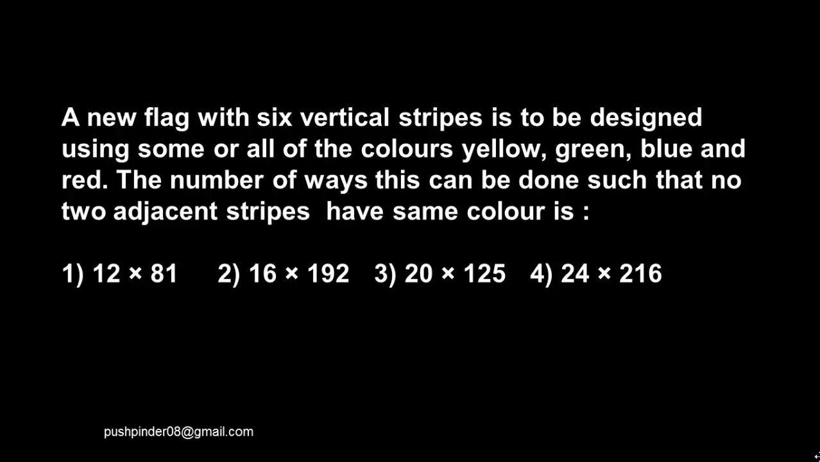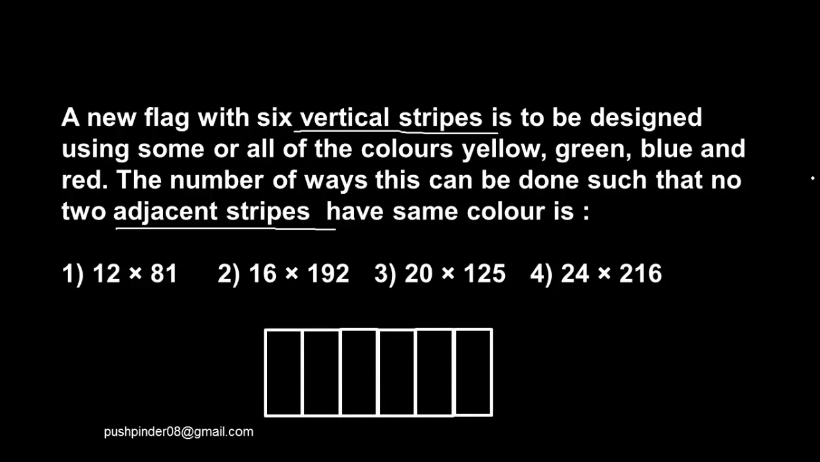Earlier we were just distributing sweaters and shirts to the students. Now over here there is a condition. Whenever there is a condition, we have to meet the condition. He's saying that no two adjacent stripes should have the same color, and there is a flag with 6 vertical stripes. So the flag is going to look something like this.